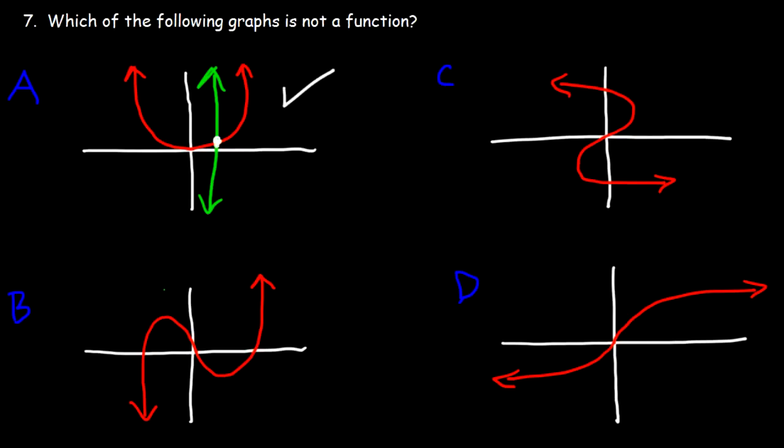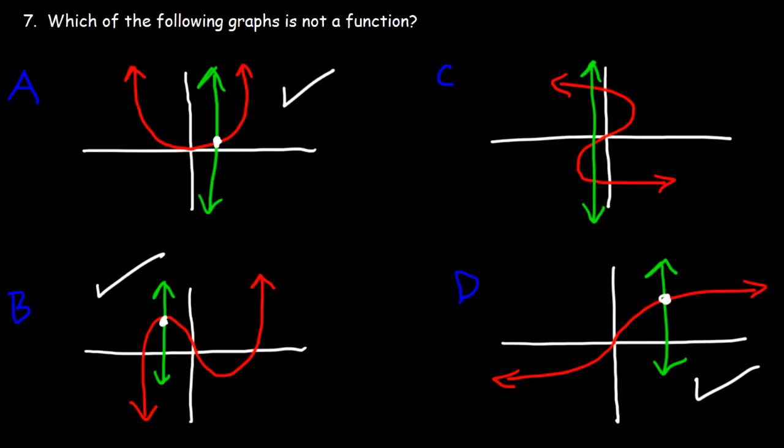If we do the same thing for B, it touches the vertical line only once. So B is a function. And D is also a function. It passes the vertical line test. But C is not a function. If we draw it at that location, we can see that it touches the vertical line 3 times. So the right answer is C.